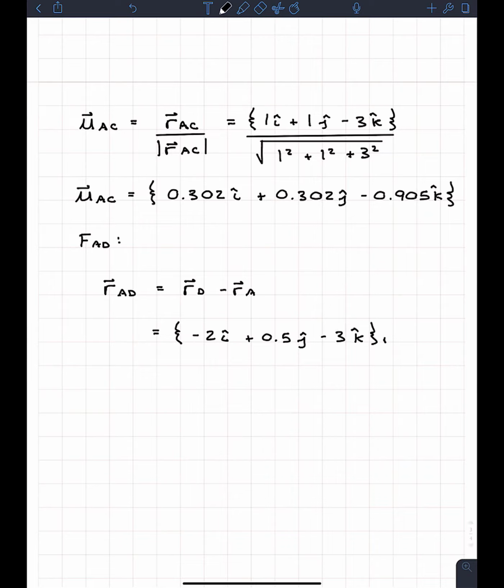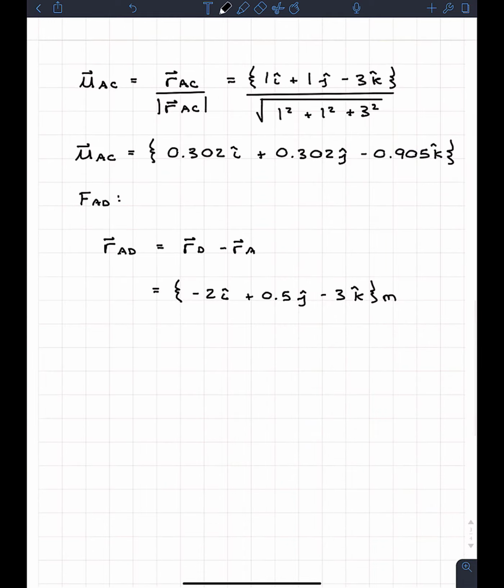And that would be, of course, in meters. So what we can do now is go straight to the unit vector. We know that the unit vector AD is going to be equal to the position vector AD divided by the magnitude of the position vector AD. So something like this. And we know that once we throw all, oh, actually I should put in the math.